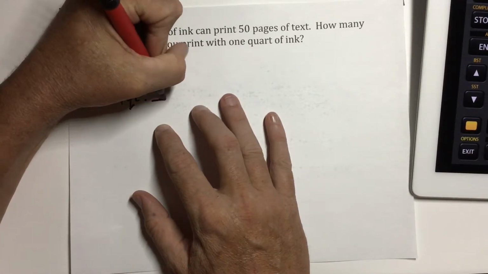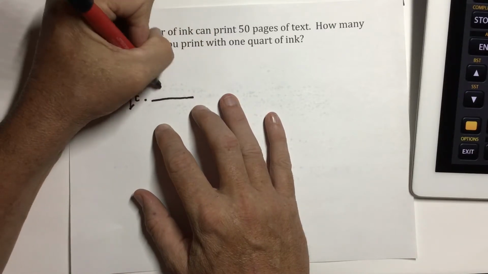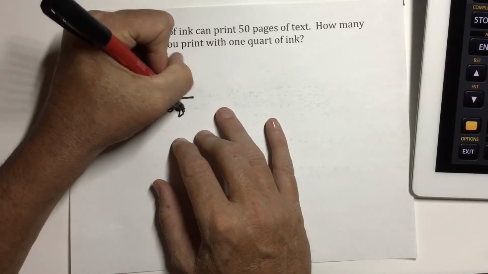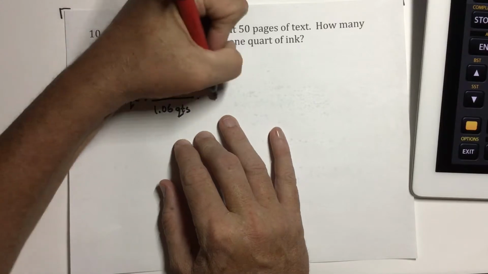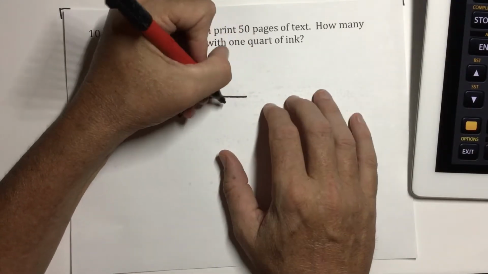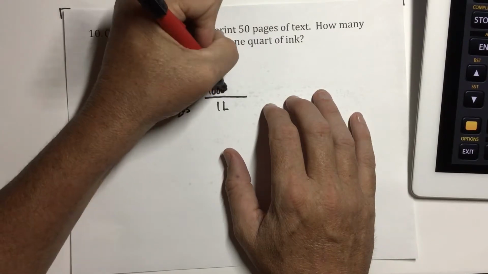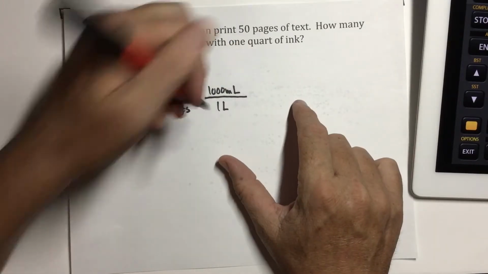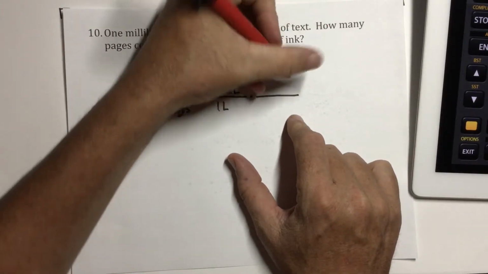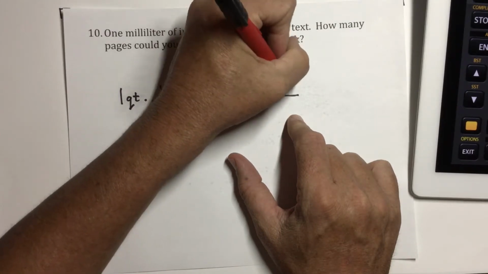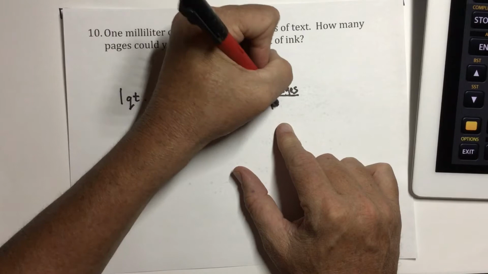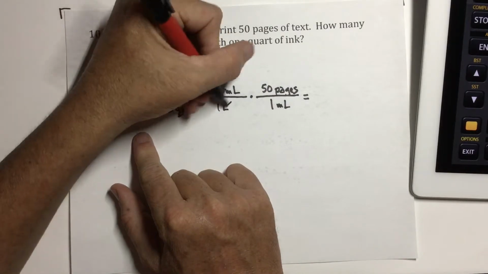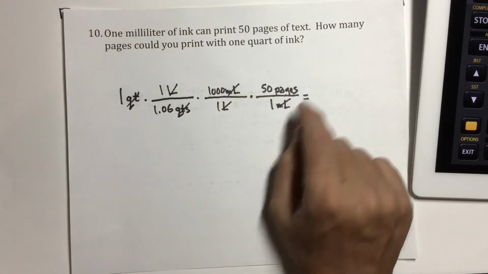And again, I had to look this up. You may already know that 1 liter is equivalent to 1.06 quarts. So from 1 liter then, I can go from 1 liter to 1,000 milliliters because I know that I'm dealing with 1 milliliter of ink. And then furthermore, I know that I can do 50 pages with 1 milliliter. So my quarts are gone, my liters are gone, my milliliters are gone. I'm left with pages, which is what I want.